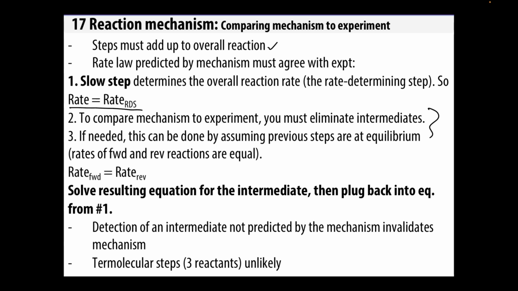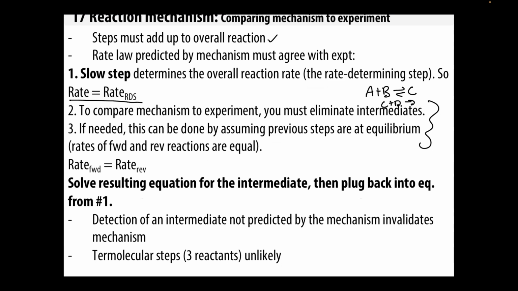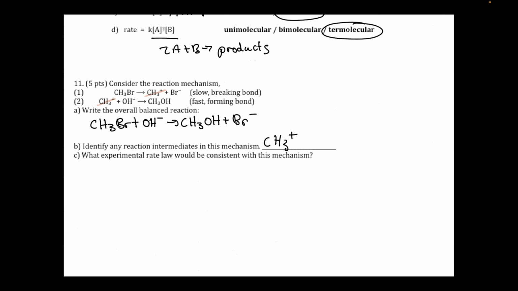Steps 2 and 3 usually apply if we have a fast equilibrium step, like A plus B goes to C, and then C plus D does something else later. Steps 2 and 3 are really important for the exam, but they're not on this quiz, so I'll show the example, what we get from just step 1 of this process shown below.